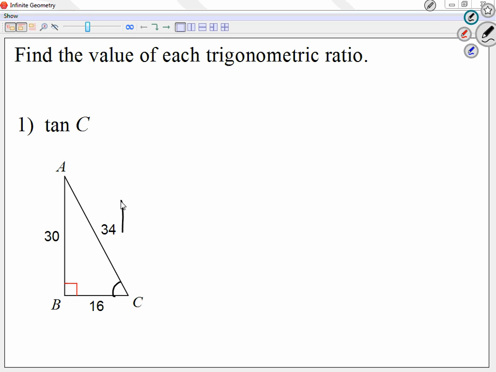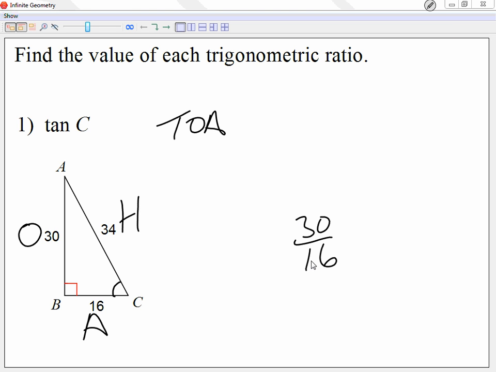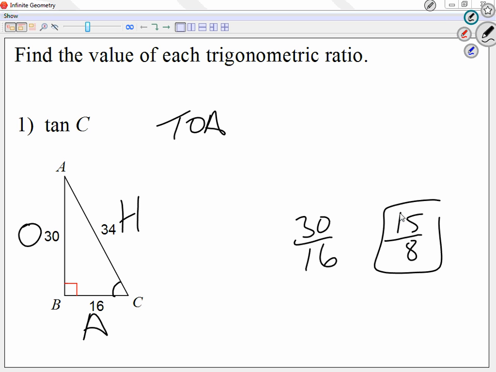So I know the big side is the hypotenuse. From corner C, 30 is the opposite, 16 is adjacent. For tangent, I remember TOA from SOHCAHTOA, which means opposite over adjacent. So 30 over 16. And make sure you simplify your fractions. In this case, I'm going to call this 15 over 8, right? Divide each by 2. So make sure you simplify your fractions.